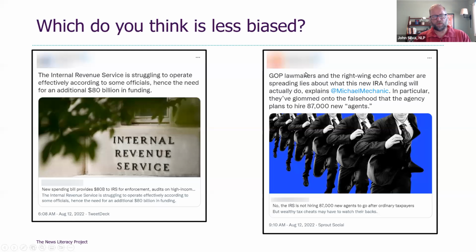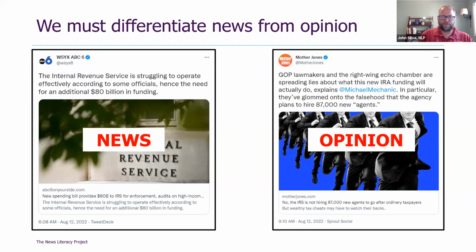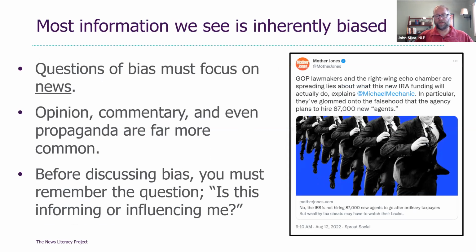So here's another example where we need to be very careful about what it is that we're evaluating. When we take a look at these two articles, there is one that is obviously more biased than the other. And it's really essential for us to think about what we're looking at, because the reality is the article on the left is a news piece. The one on the right is an opinion piece. Before you start having a conversation about news media bias, you need to be able to recognize: am I looking at an opinion piece or am I looking at news? Because if it's opinion, then conversations about bias are kind of pointless, because there is so much information out there that is inherently biased.